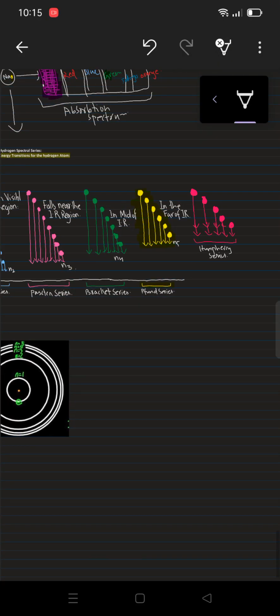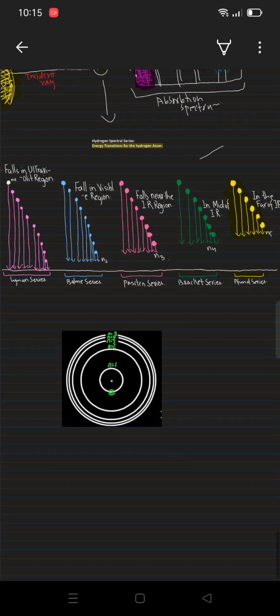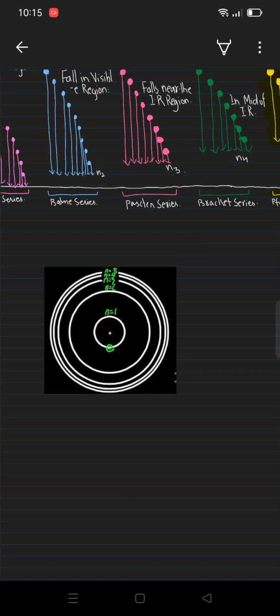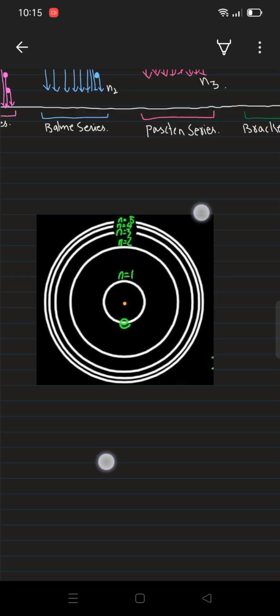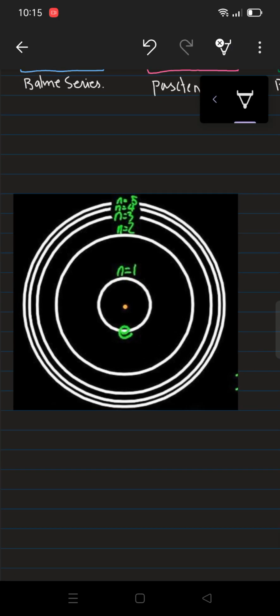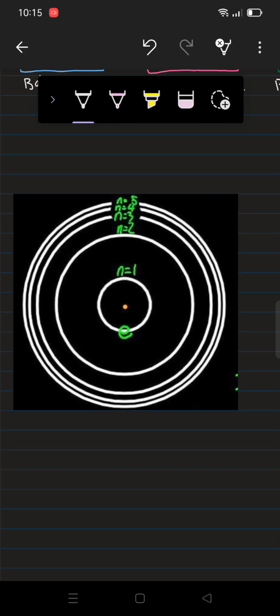Okay, so as in the last video we discussed the hydrogen spectral series. In today's video we're going to discuss the diagram. When the electron falls on n1, what series do we get, and when it falls on n2, what series do we get? We're going to understand that with the help of the diagram.